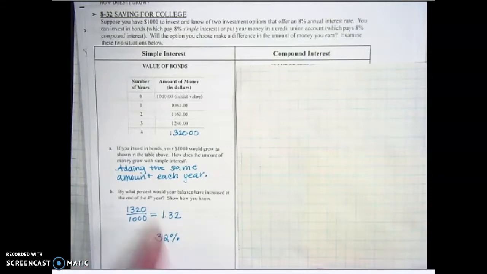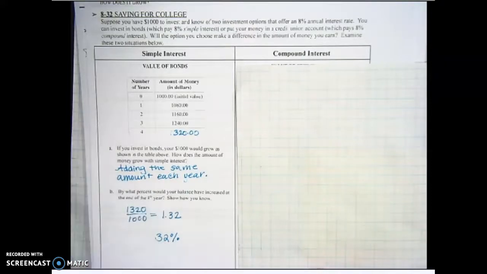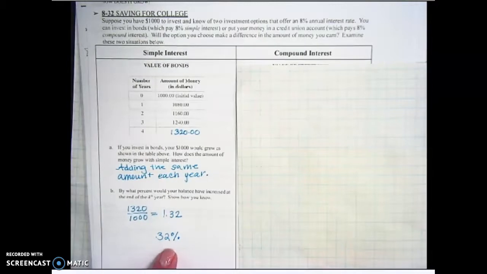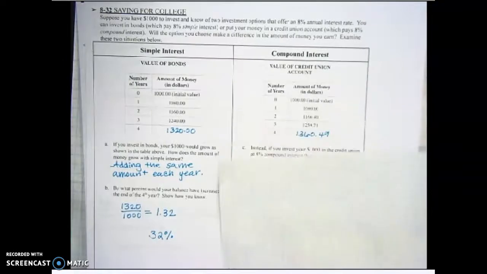What does the 1 mean? The starting amount, right? So the only thing you're really looking at is this 0.32, which as a percent, now we're going the other direction, is 32%. Okay? Now let's look at the questions in the second column.